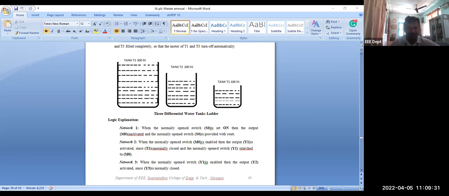I will execute the program. Compile the instructions, click on the online mode option, and run the system. Now the ladder diagram is ready to use. Setting S0 on, M0 is activated. After M0 is activated, Y1 will be activated. Y1 will be set for 150 seconds. After 150 seconds, Y2 will be activated.